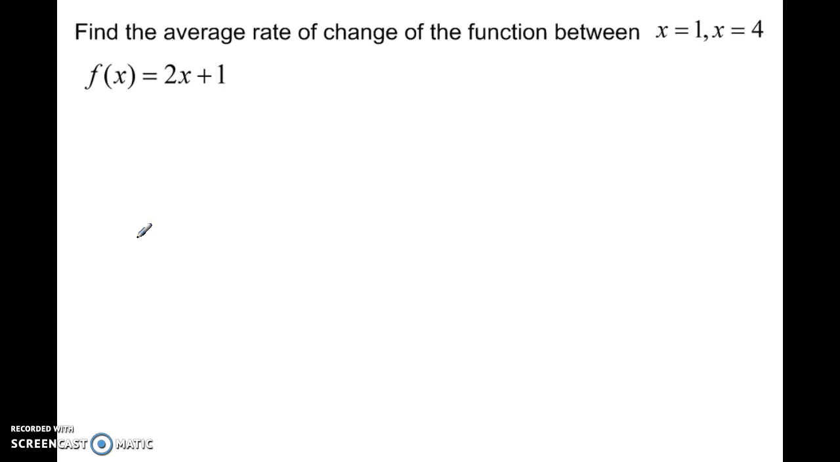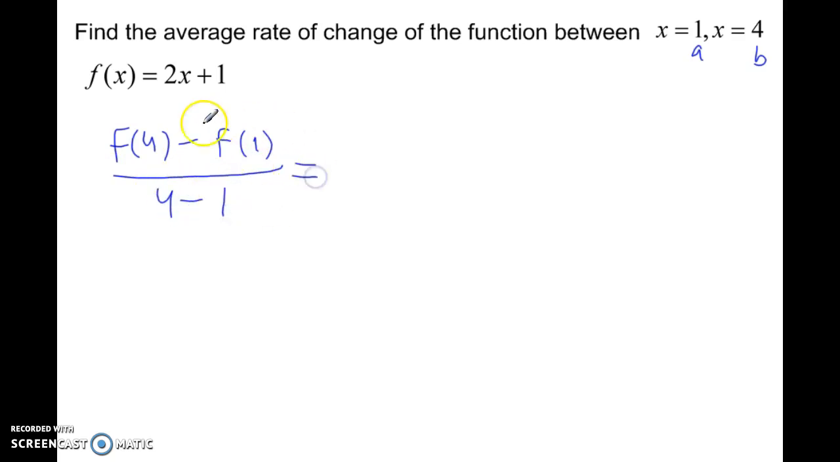Let's find another one here. So the average rate of change on this function. So it would be f of b, which in this case, let's make this a and this one b. So f of 4 minus f of 1 over 4 minus 1, using our formula. Plug 4 into the function. That would be 2 times 4 is 8, plus 1 is 9, minus plug 1 into the function, 2 plus 1 is 3, over 3, which would be 6 divided by 3, which is 2.